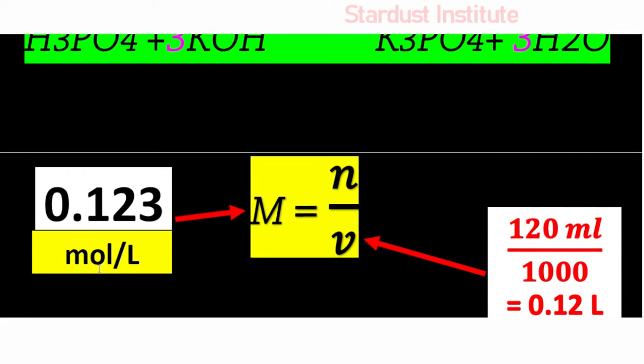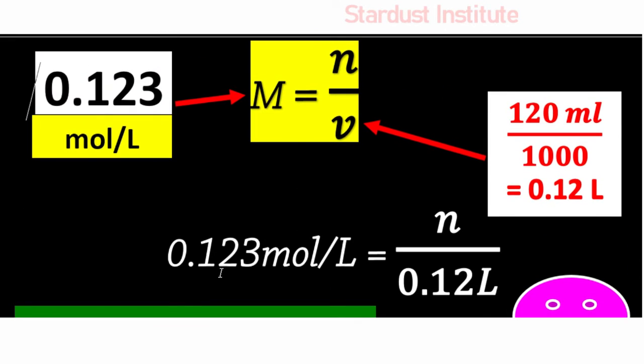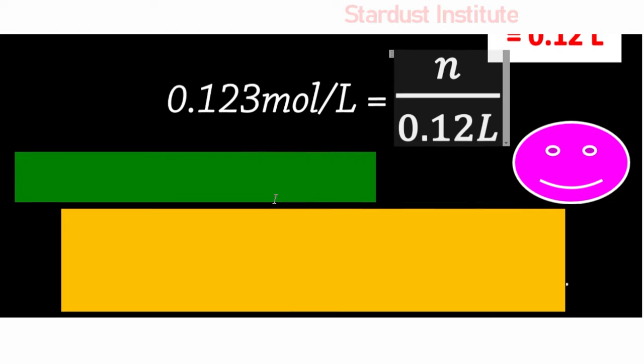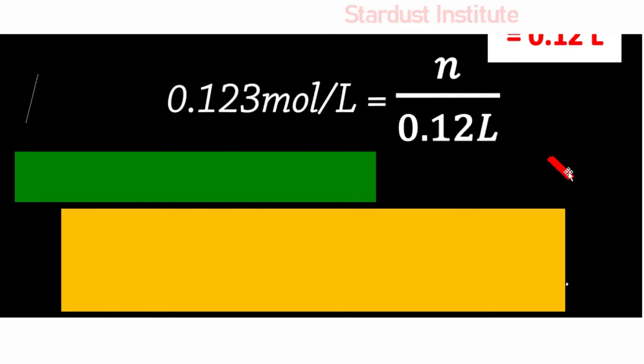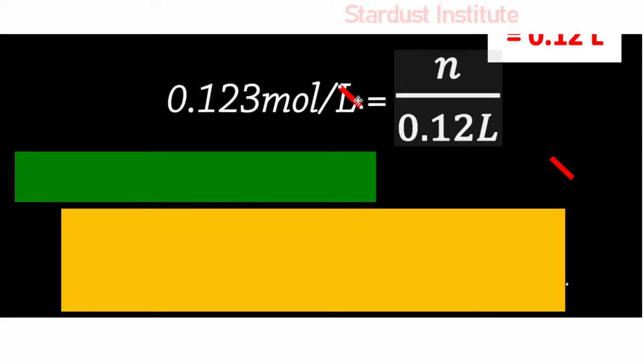Units of molarity are moles per liter. We know M, we know V. Now we can substitute these values into this formula. 0.123 moles per liter equals n divided by volume 0.12 liters. We should cancel out units. Liters, we can cancel out.